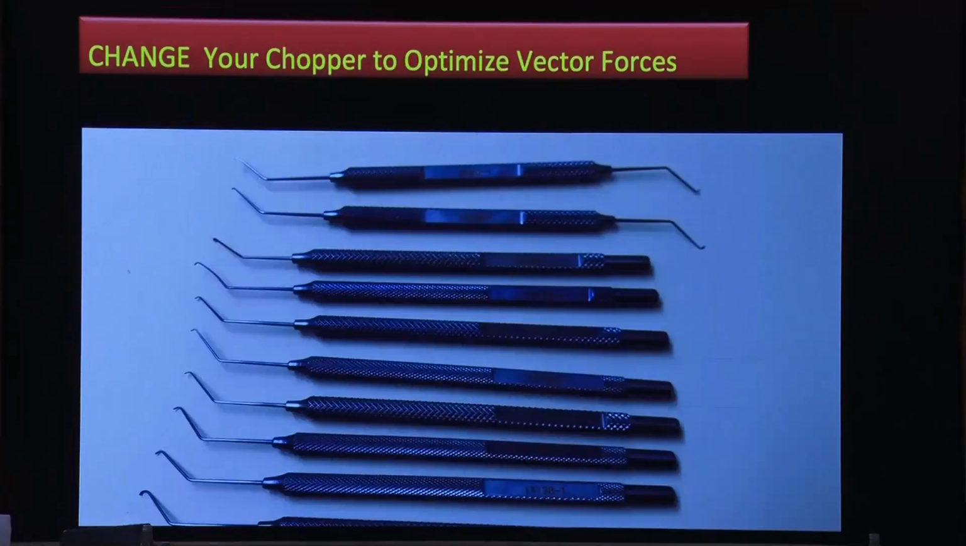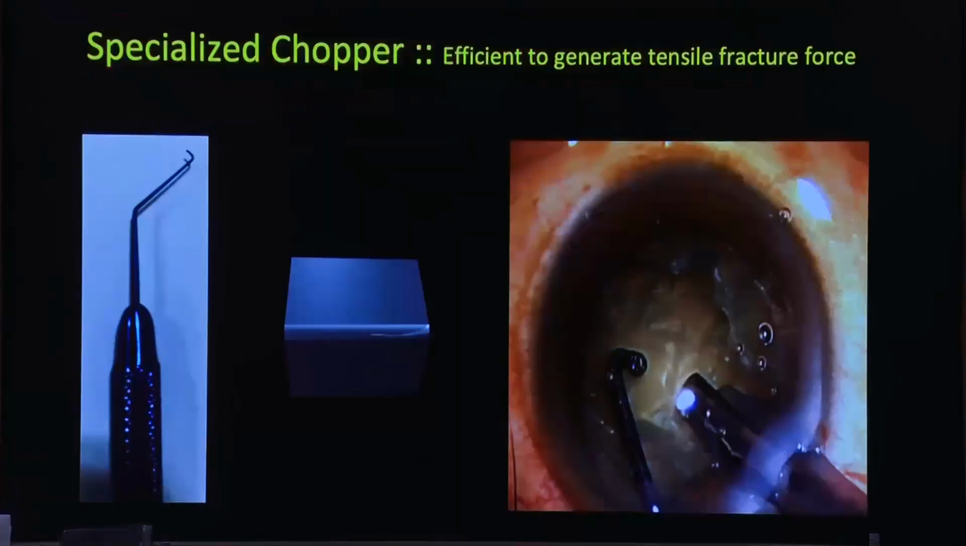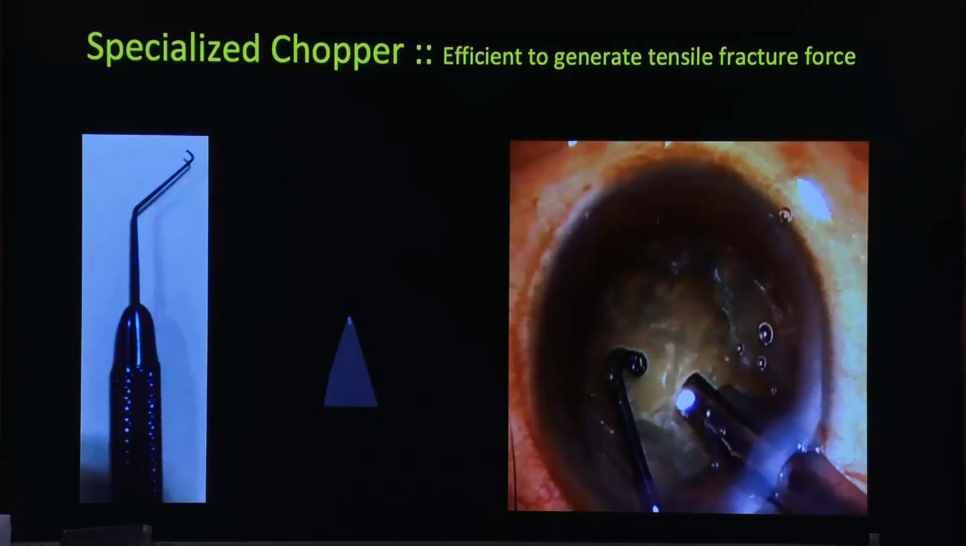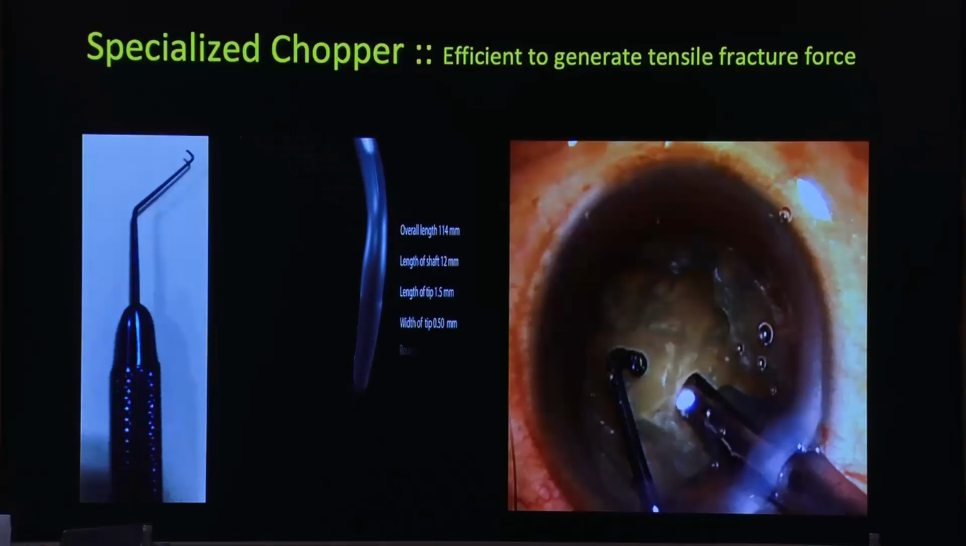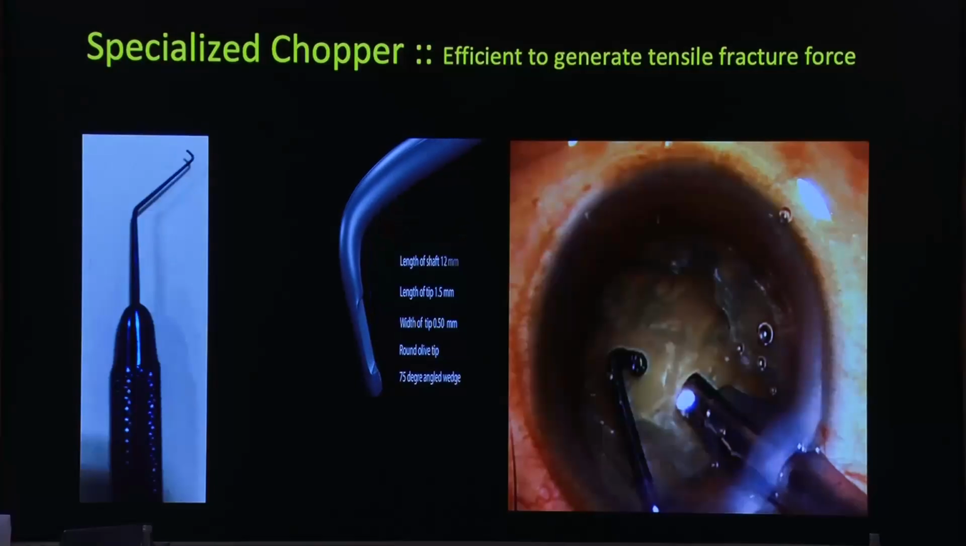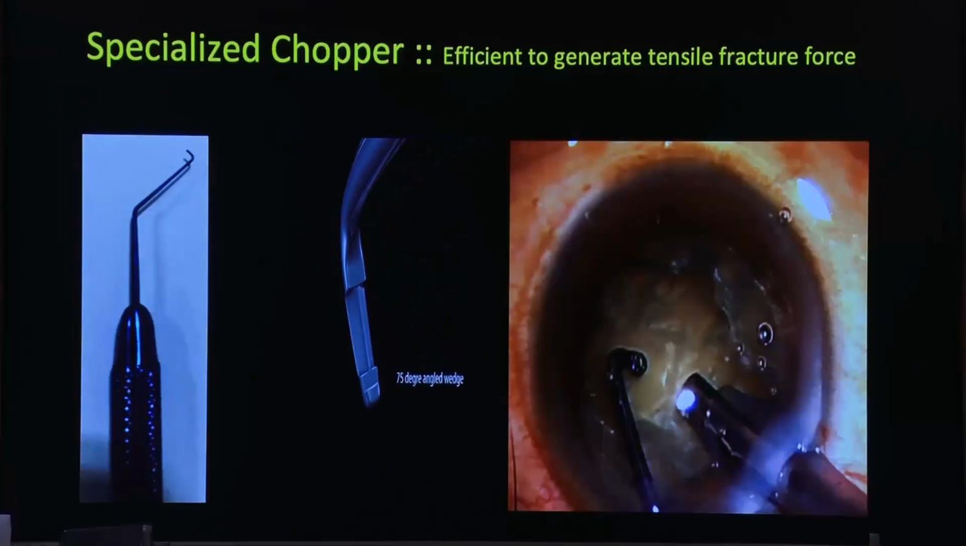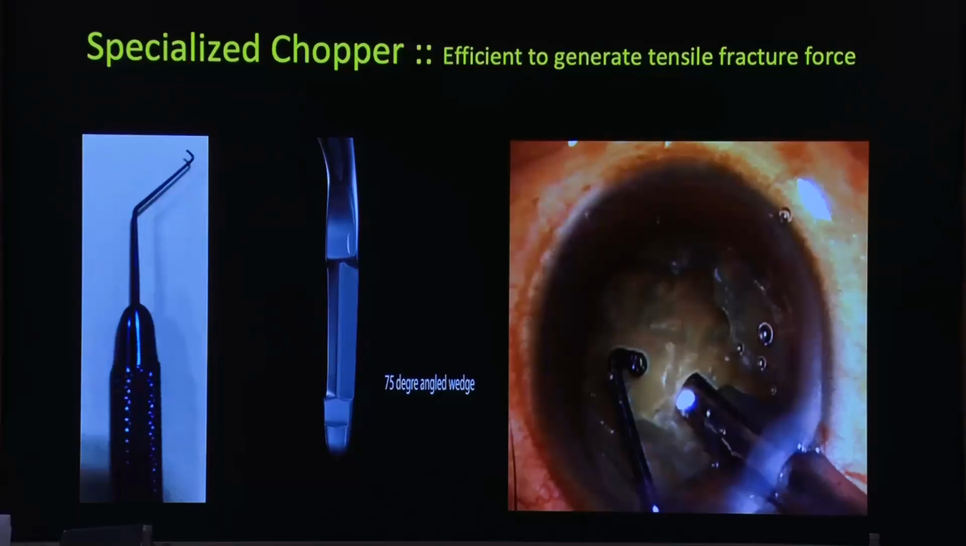And the changing the chopper, like you have various types of the chopper. So what I would suggest, this is one of the very specialized chopper, which is very efficient to generate tensile fracture force, because you need a tensile fracture force to crack these hard nuclei. And this is a special kind of chopper. You can see it's a wedge kind of chopper. The tip, you see the tip is ball shaped, it's round. The inner edge has a wedge. It's a triangular wedge, what you can see here.